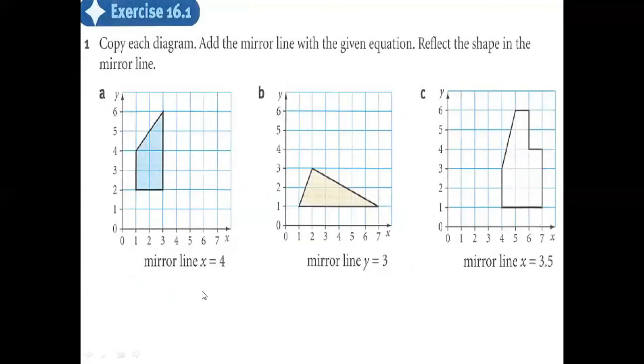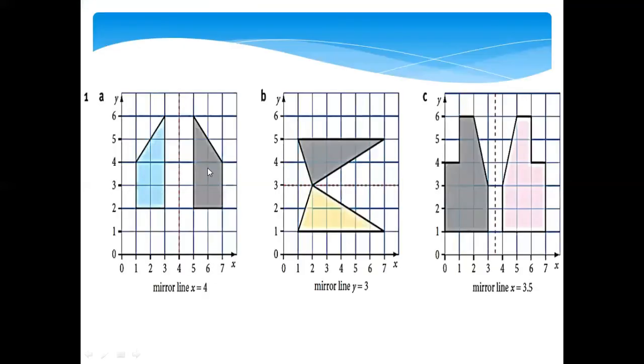Now copy each diagram and the mirror line with the given equations, and reflect the shape in the mirror line. x is equal to 4. Where is x equal to 4? From here you draw a mirror line. Next, reflect. From here to here is one box difference, so here to here must be one box difference. So your shape must be drawn like this and like this. Let's check. Look, x equal to 4 is the mirror line, and he will draw like that.